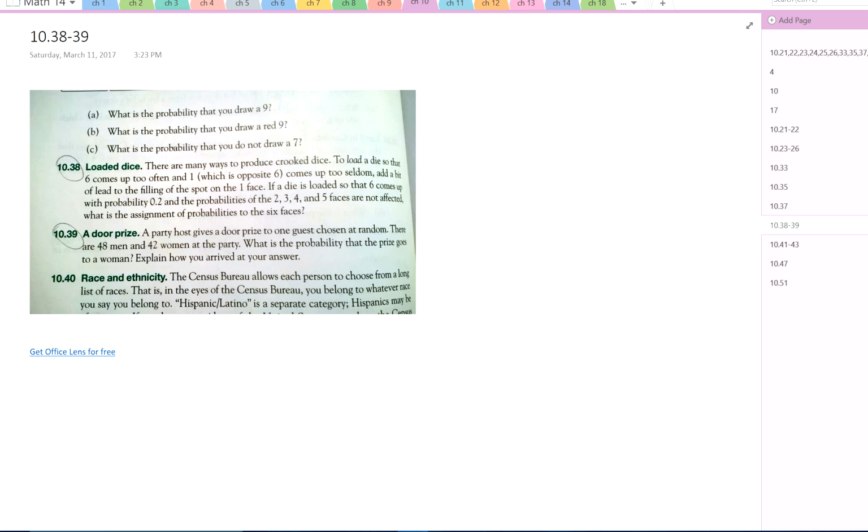If a die is loaded so that a 6 comes up with a probability of 0.2, what are the probabilities of the others, if the probabilities of the others are not affected? What's the assignment of all 6 faces? Okay, so this is what we roll: 1, 2, 3, 4, 5, 6, and I need the probability. And they said the probability of rolling a 6 is 0.2.